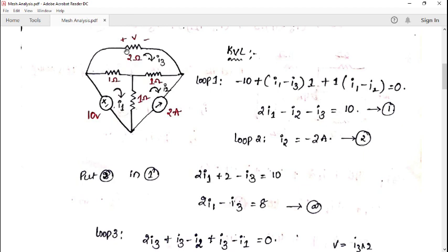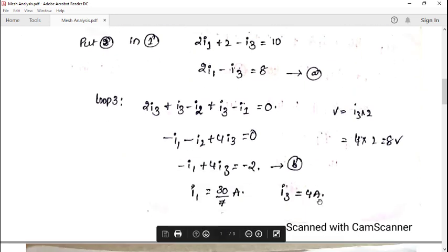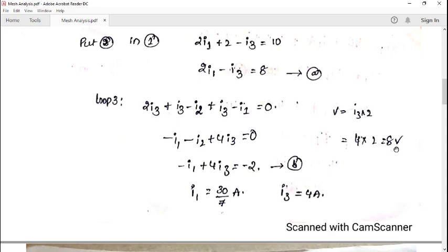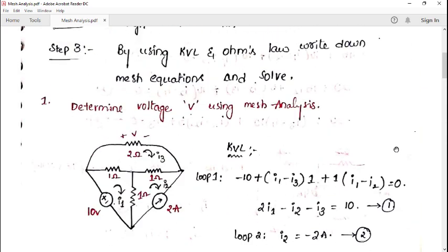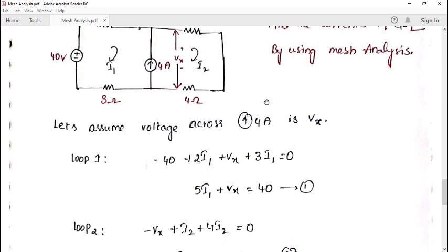What is voltage V? I3 is flowing through the 2 ohm resistor. The voltage drop across the 2 ohm resistor is voltage V, that we need to find out. We got the I3 as 4 ampere, and let us multiply it with the 2 ohm resistor. 4 into 2, 8 volt is the voltage drop across this resistor, that we have found out by using mesh analysis. Let us move to another problem.